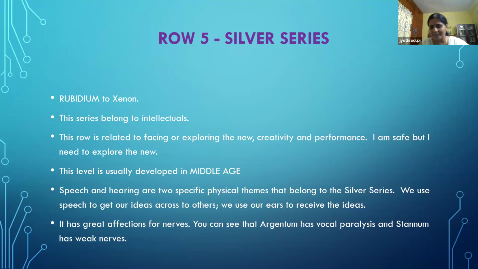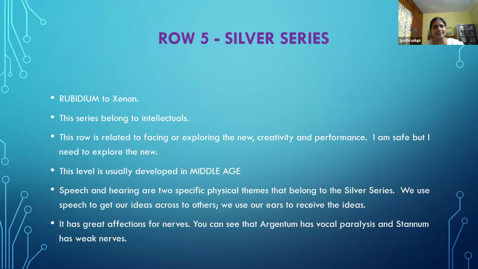Chairs may change, but the purpose of all these webinars is to teach and learn new things. It has a great affection for nerves. You can see Argentum has vocal paralysis and Stannum has weak nerves. In row 5, because we are taking autism as an example, not many drugs are used in autistic cases.